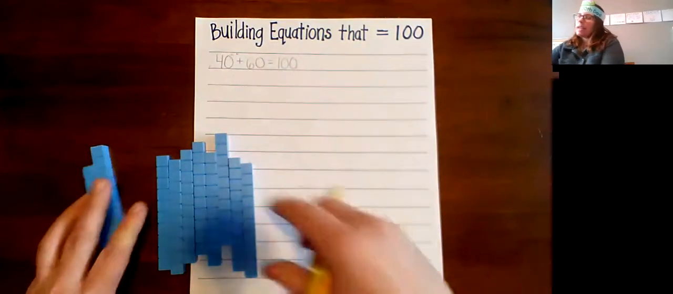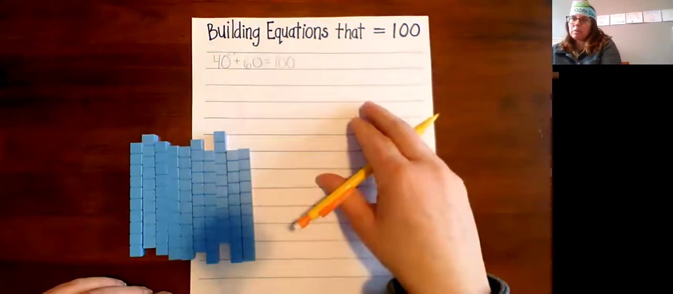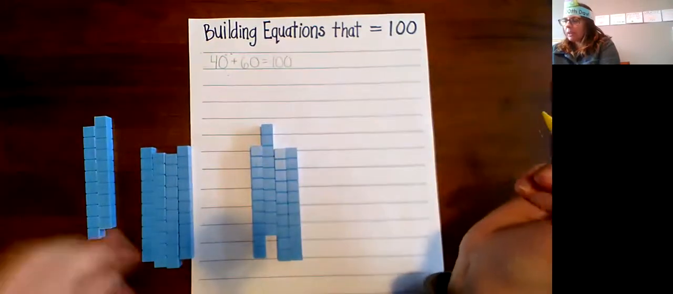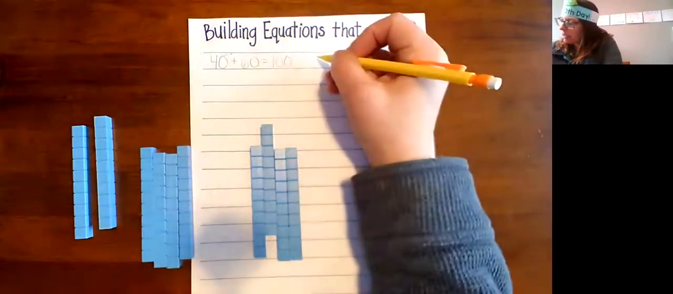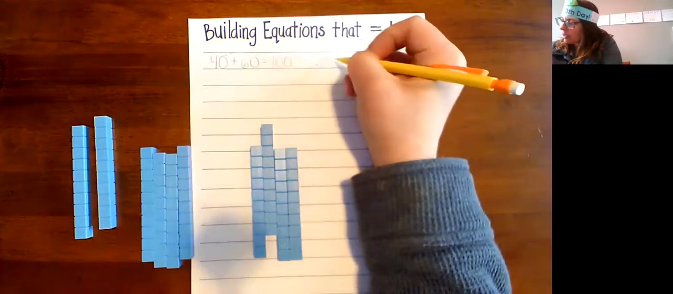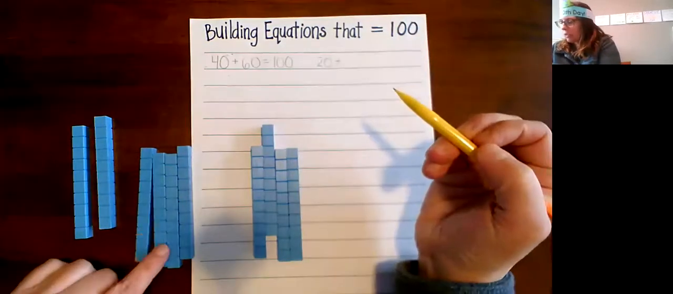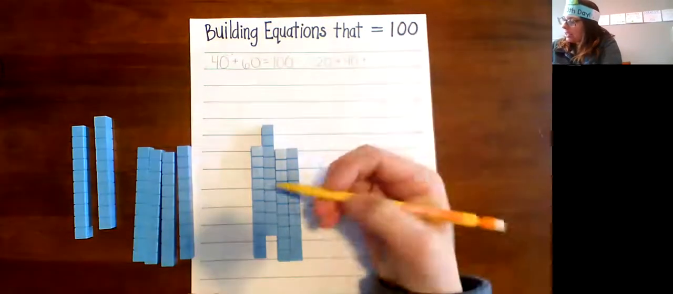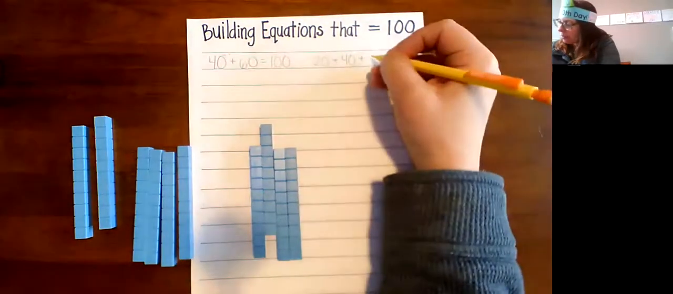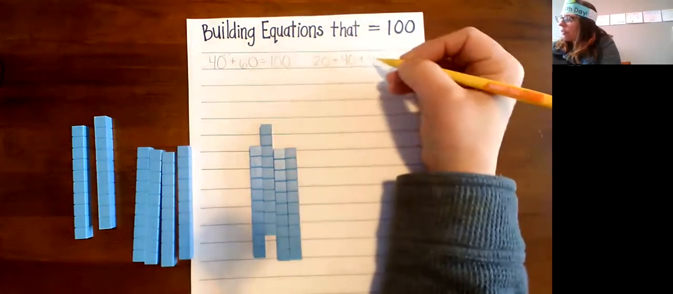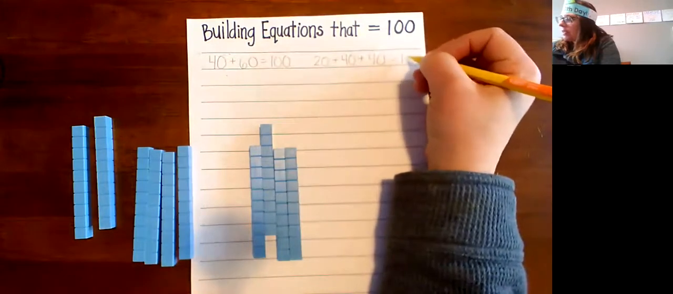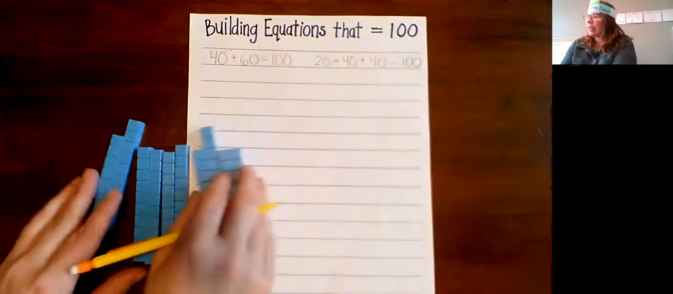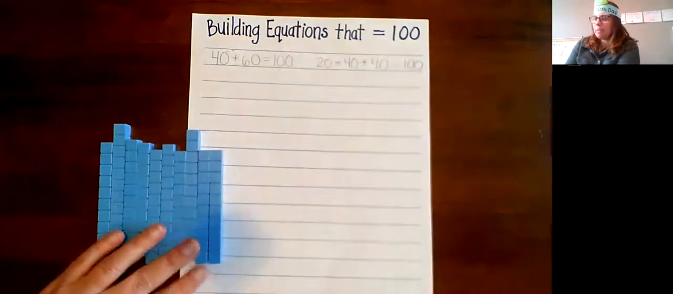Now, if you want to get tricky, you can break it into more than two parts, right? So I could break it into three parts. So this is 10, 20, plus, let's see how many this one is, 10, 20, 30, 40. 20 plus 40 plus 40 equals 100. You can do this, right? Isn't that cool? We're making equations that equal 100.